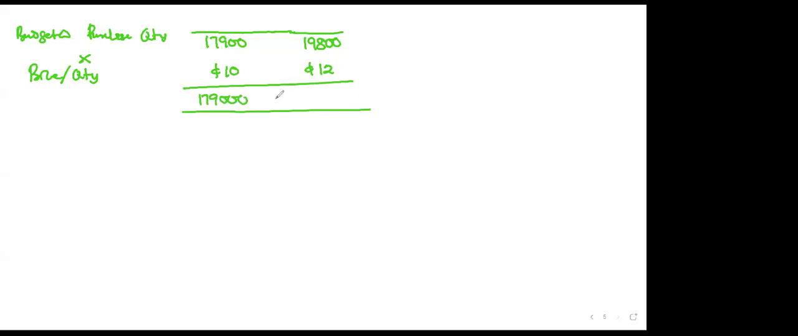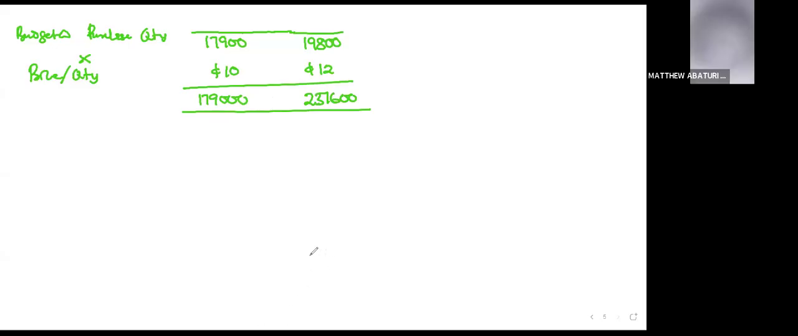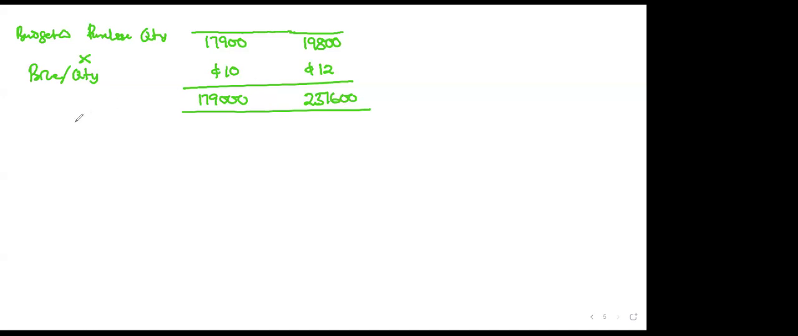This will give us 179,000. What about this? 237,600. Is that right? So now, because this is money, we can get our total material purchase budget. Our total material purchase budget, then you can add them. 179,000 plus 237,600. What is it giving you?